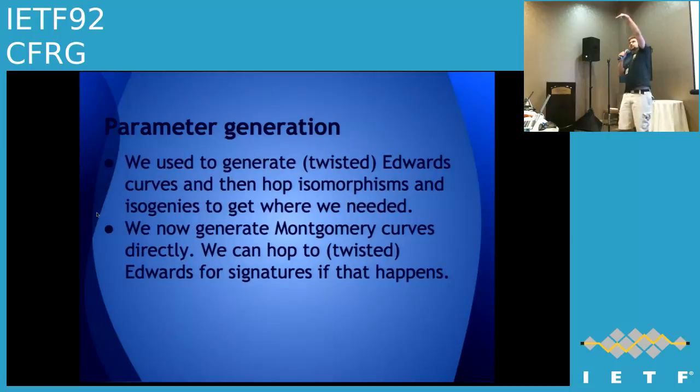Rather than start with Edwards at the top and go down, we now directly generate the Montgomery curves at the bottom. So we generate curve 25519 directly, and we generate curve 448 directly. And then if there is future signature work, we can do the isogeny or isomorphism hop up to Edwards or twisted Edwards curves as necessary. The parameter generation has also been changed from pseudocode to Sage code, which you can run. And I have run it to check that, in fact, curve 25519 and 448 do pop out.